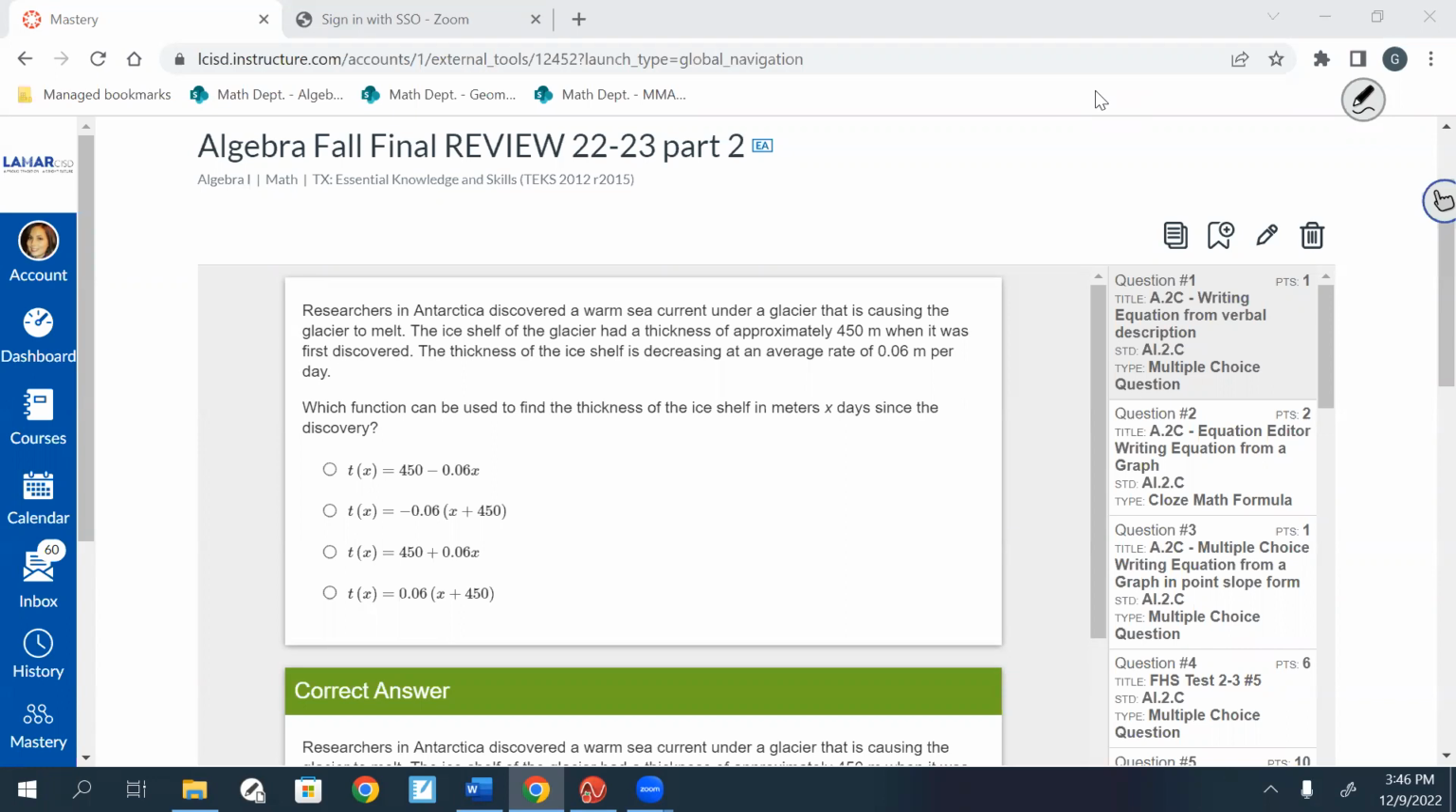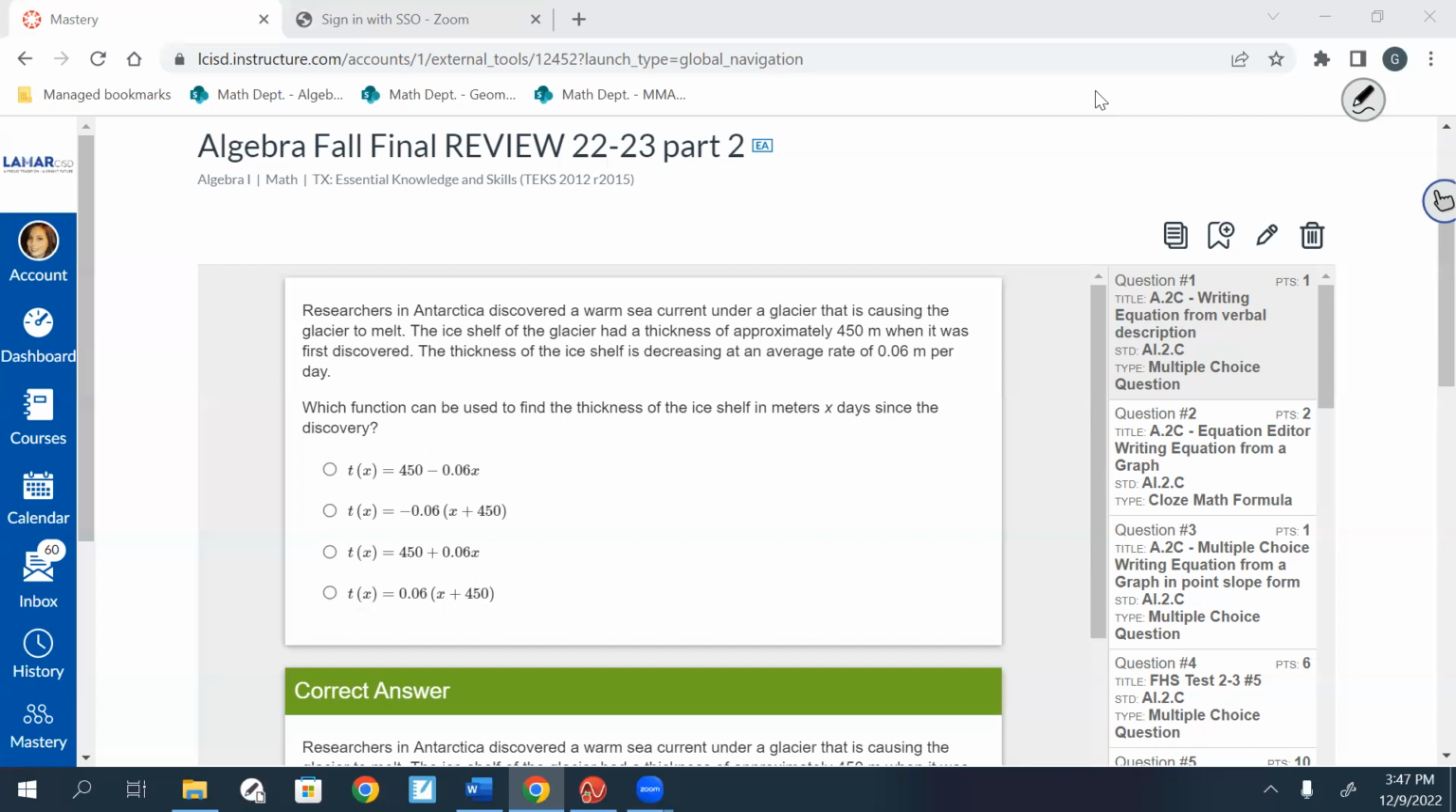So the first one here, it says researchers in Antarctica discovered a warm sea current under a glacier that is causing the glacier to melt. The ice shelf of the glacier had a thickness of approximately 450 meters when it was first discovered. The thickness of the ice shelf is decreasing at an average rate of 0.06 meters per day. Which function can be used to find the thickness of the ice shelf in meters x days since the discovery?